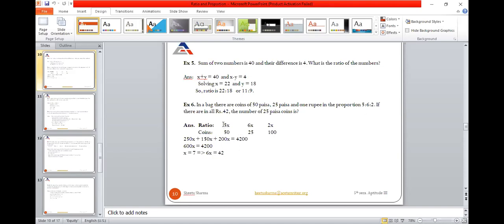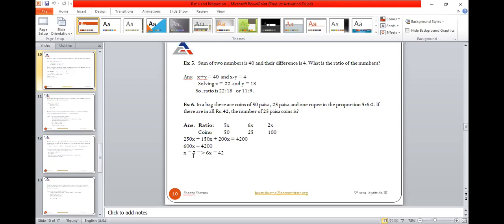So multiply ratio and coins with each other, means 5x into 50, it will be 250x. Similarly, 6x multiplied by 25, it will be 150x. Similarly, 2x multiplied by 100, it will be 200x. And the addition of all these terms is equal to 4200. From this equation, we can find the value of x, and the value of x will be 7, right?